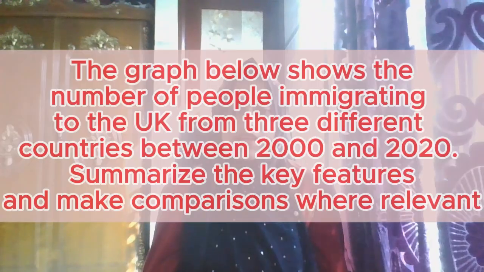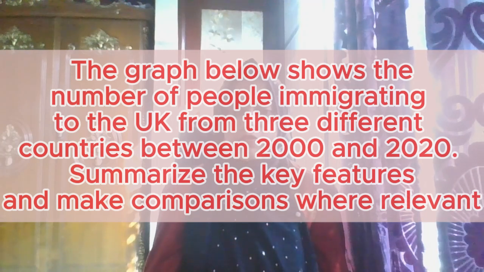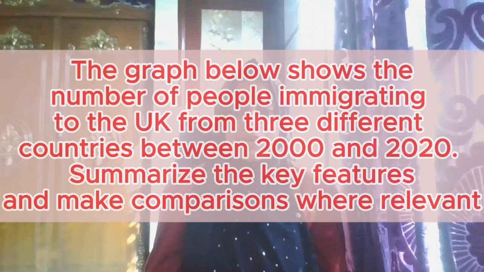Okay, now if you get a question like this one: the graph below shows the number of people immigrating to the UK from 3 different countries between 2000 and 2020. Summarize the key features and make comparison where relevant. Now, here's how you can approach the question. Describe the overall trend. You would start by describing the general pattern.